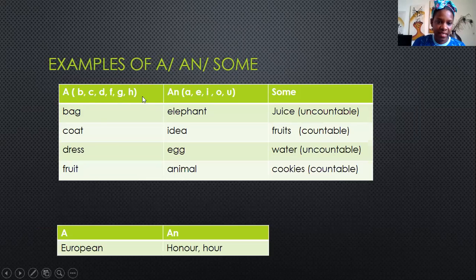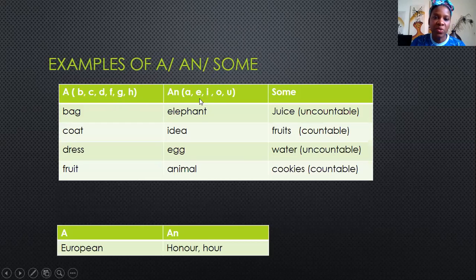Take a look at the ones where it says a, okay? A bag, a coat, a dress, a fruit. These words, these nouns have something in common. First of all, they are singular. They are only one. And second of all, most importantly, they begin with a consonant. B, C, D, F. They begin with consonants. So for singular nouns that begin with a consonant, we use a.